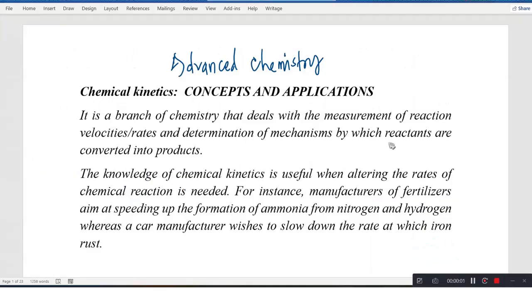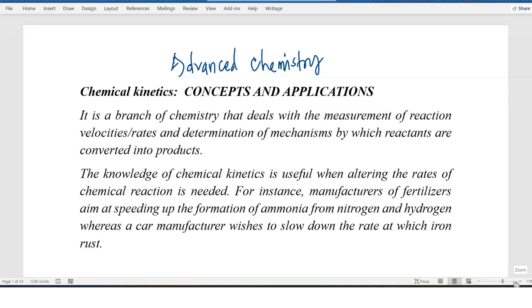Hello, dear colleagues. In this discussion, we're going to be looking at chemical kinetics, and basically, we are going to be introducing this area and talking about concepts and applications.